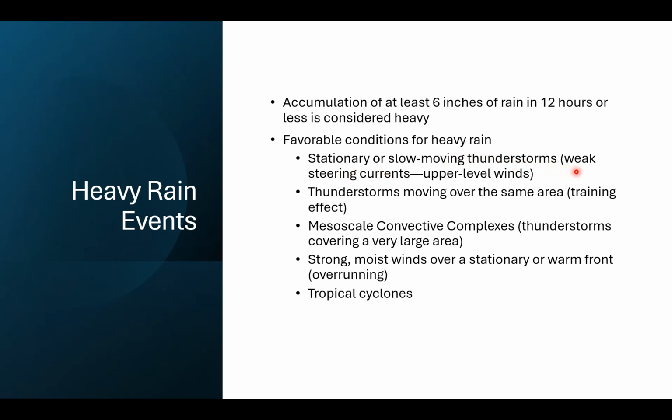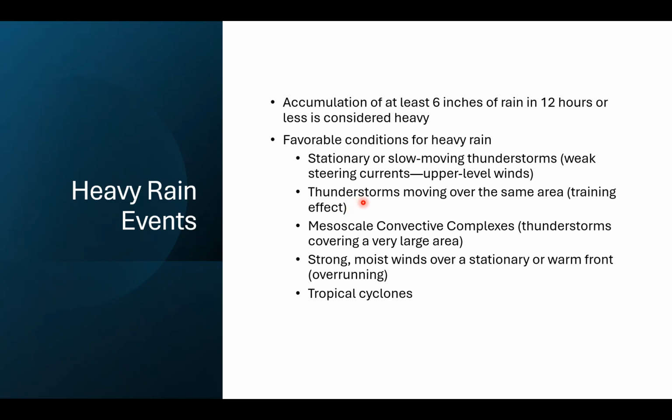The favorable conditions for heavy rain: stationary or slow-moving thunderstorms. When you get weak steering currents, those weak upper-level winds, the storms simply don't move very fast. This is quite common in the summer season because your stronger winds are generally further north, associated with the jet stream up towards the U.S.-Canadian border. So you can get stationary storms that just keep dumping heavy rain for an extended period of time, or even just slow-moving thunderstorms. You can also get thunderstorms that move over the same area, and this is known as a training effect, similar to a train going down a track.